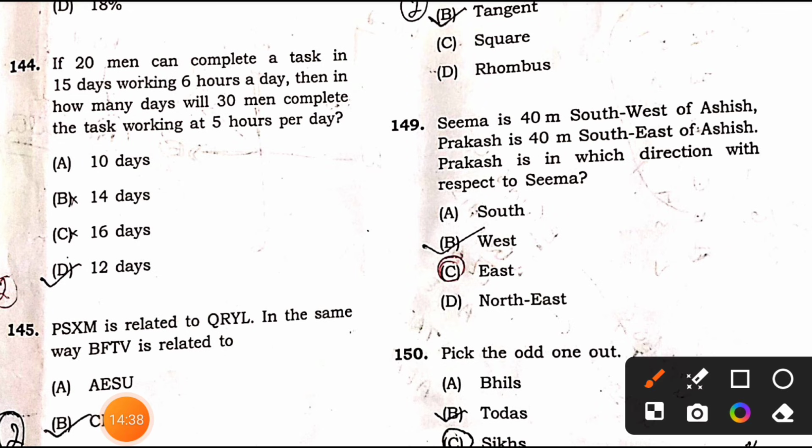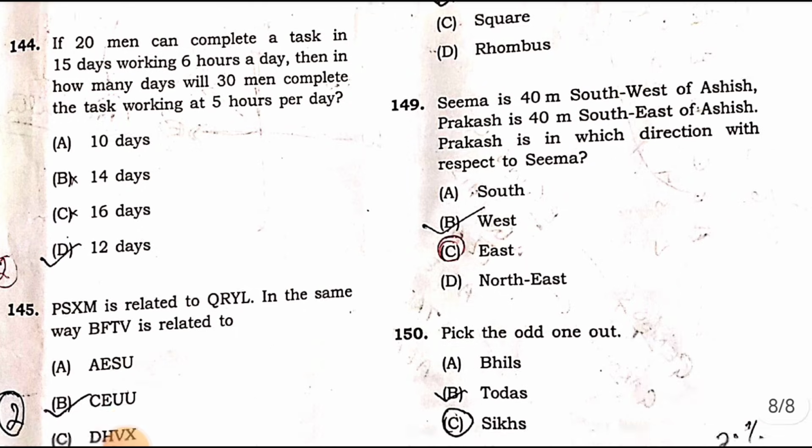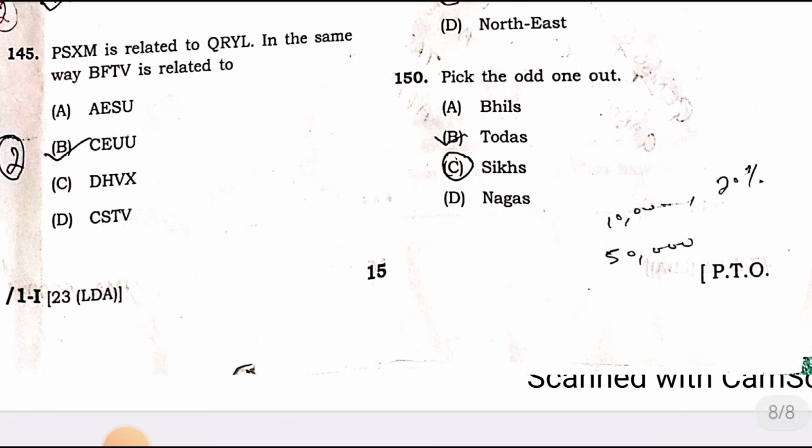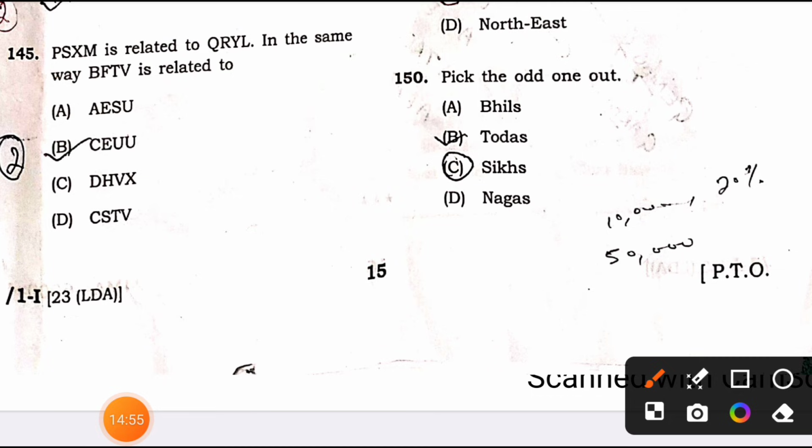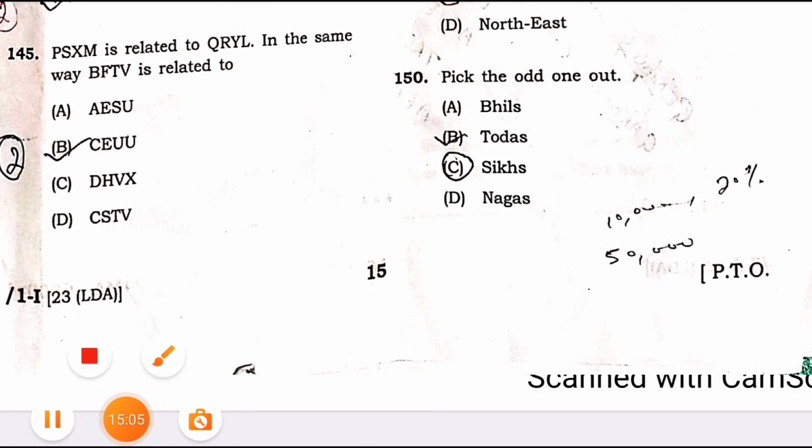144. If 20 men can complete a task in 15 days working 6 hours a day, then how many days will 30 men complete the task working at 5 hours per day? Correct answer is D, 12 days. And 145. PSXM is related to QRYL. In the same way, BFTV is related to CEUU. That is the correct answer.